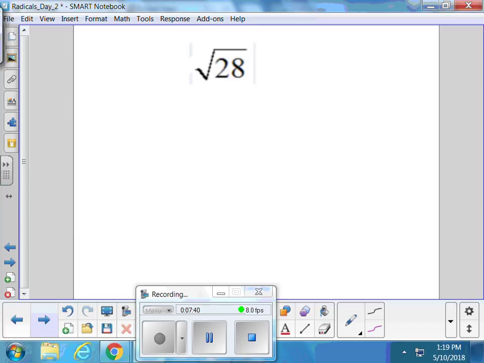Alright, let's try square root of 28. We'll do it the first way first, and we'll do the second way second. You can decide which method you like. So the first method is using factoring so that one of the factors is a perfect square. So how could I factor 28 so that one of the factors is a perfect square?